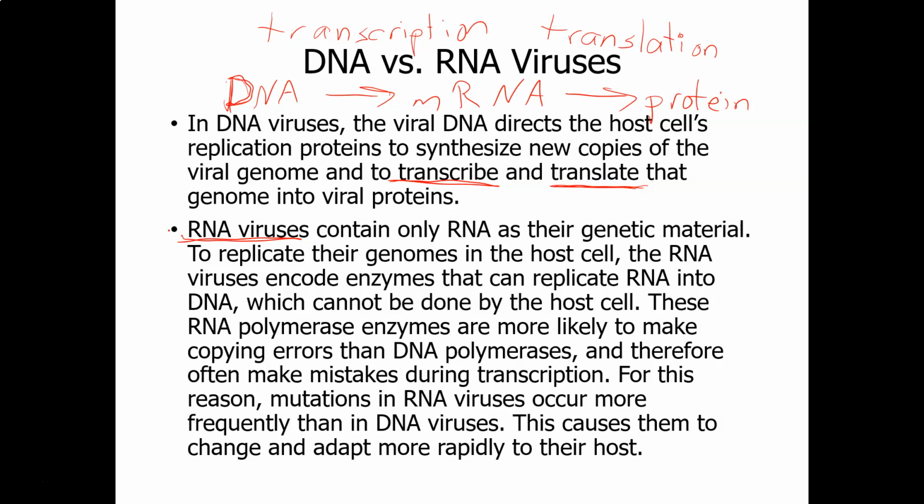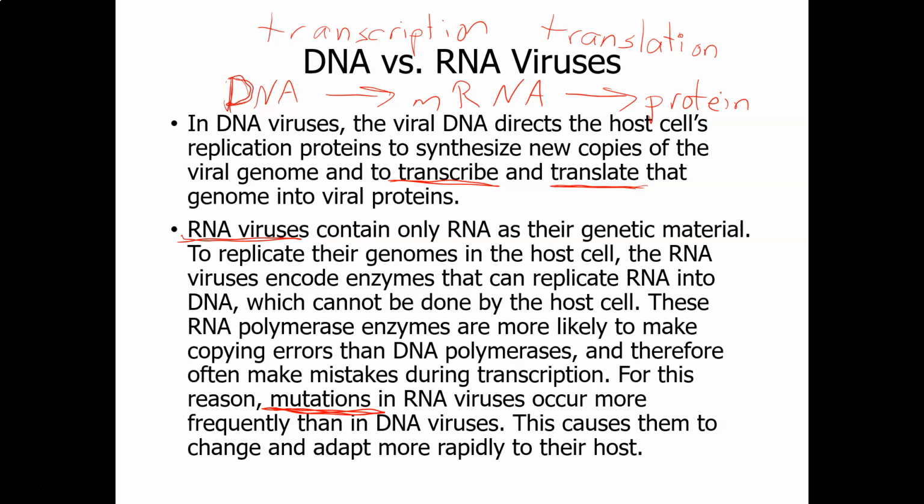RNA viruses contain only RNA. So RNA viruses can encode enzymes that can replicate RNA into DNA, which cannot be done by the host cell. These RNA polymerase enzymes are more likely to make copying errors than DNA polymerases and often make mistakes during transcription. And so RNA viruses tend to mutate. They tend to mutate faster.